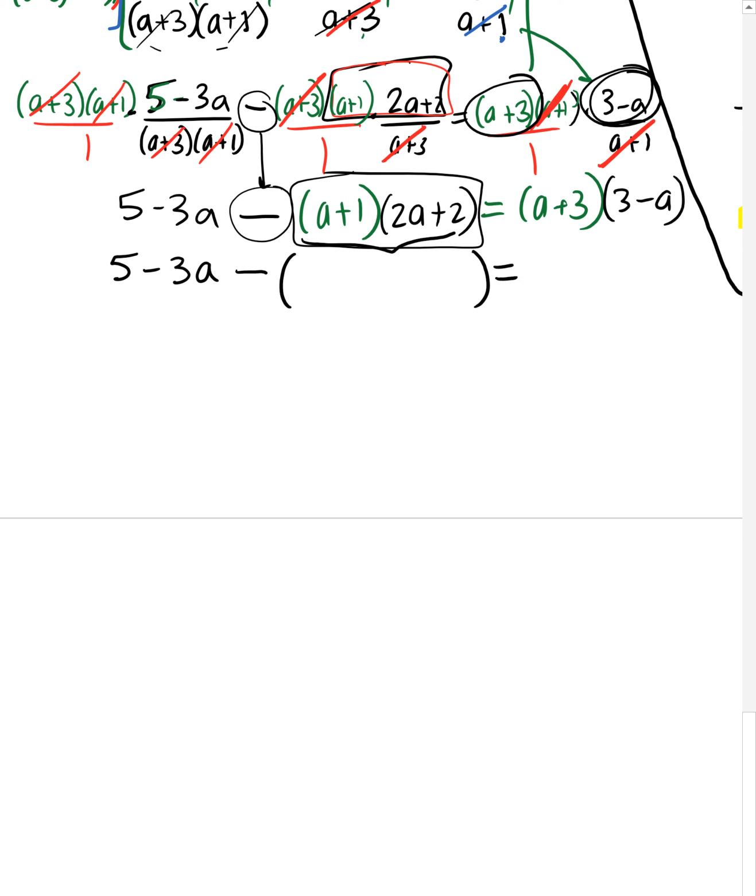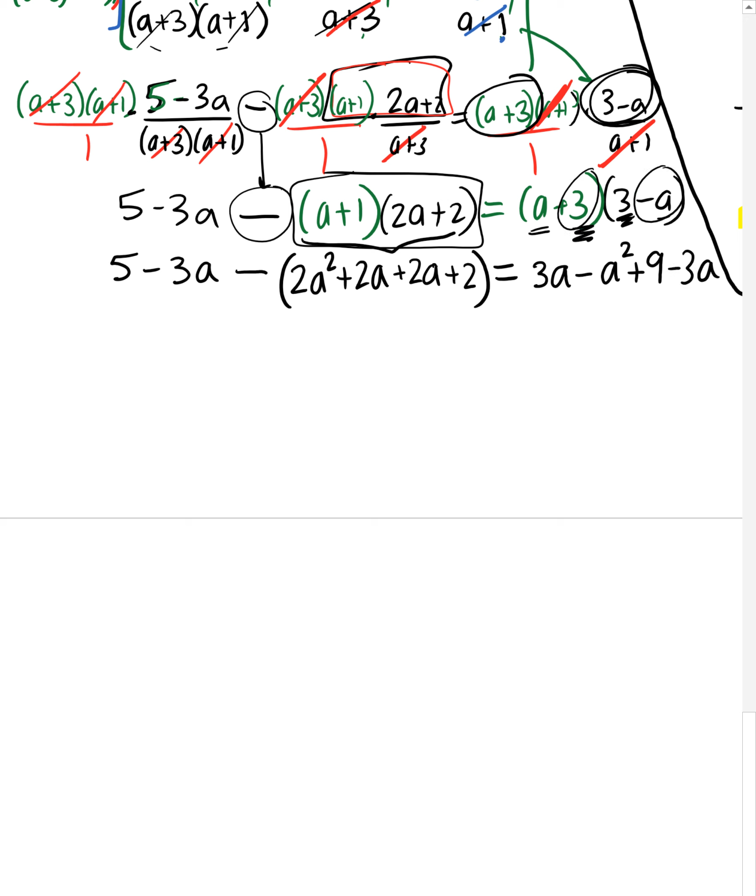A times 2a would be 2a squared. A times 2 is 2a. 1 times 2a is another 2a. 1 times 2 is 2. And on the other side I'm going to FOIL that out as well. A times 3 is 3a, that's the first times the first. The outer times the outer, a times negative a is negative a squared. The inner times the inner, 3 times 3 is 9. And the last times the last, 3 times negative a is negative 3a.